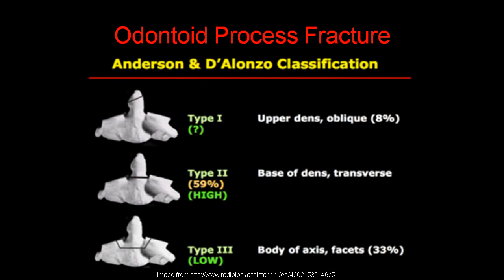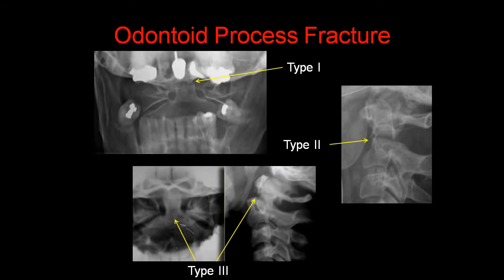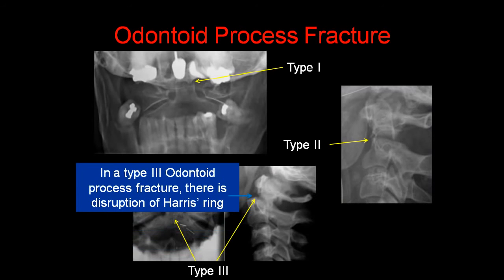Here's a diagram outlining type 1, the tip of the odontoid process is fractured, type 2, the base of the odontoid process, and type 3 is a low fracture which includes the body of the C2 vertebra. At the top, we see a picture of a type 1 odontoid process fracture. At the right, we see a picture of the type 2 odontoid process fracture through the base of the dens, and in type 3, we see a fracture which extends into the body of the C2 vertebra. Note that in a type 3 odontoid fracture, there is disruption of Harris's ring, which we've previously talked about.